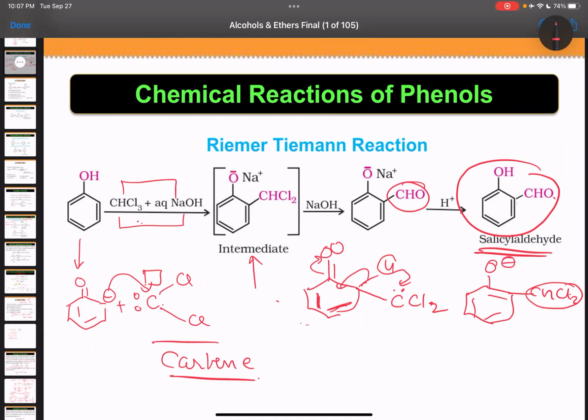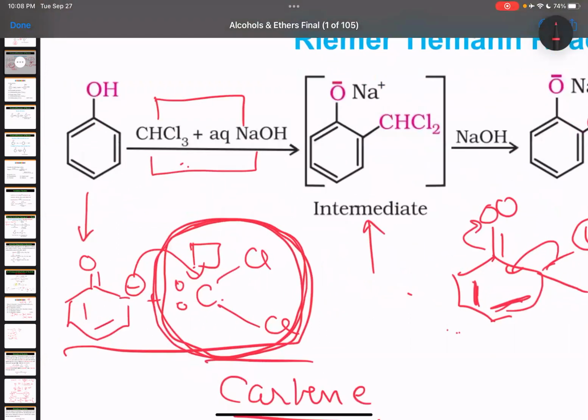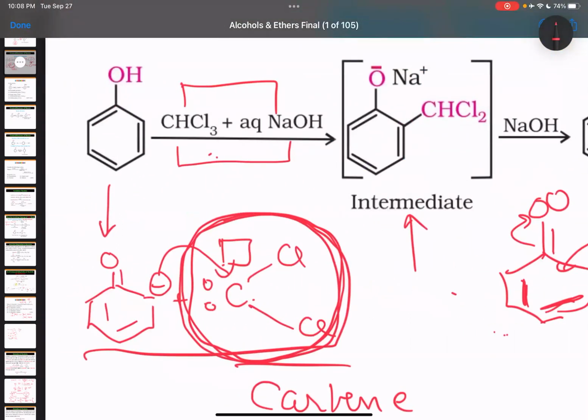Sir, which one will react first, NaOH or CHCl3? Which one will react with the phenol first, the chloroform or the NaOH? This dichlorocarbene is going to react with the phenoxide. Is it clear? Yes, sir.